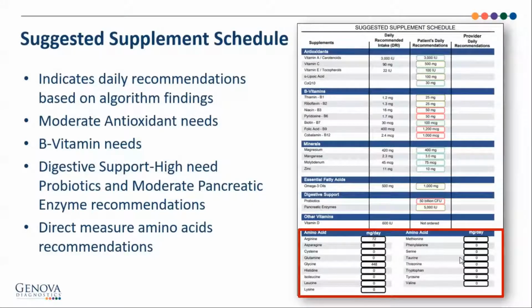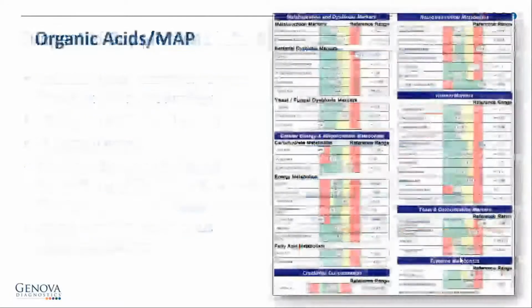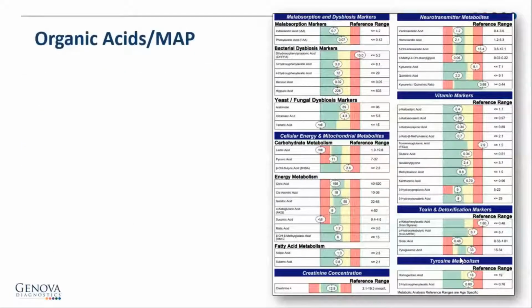So up to this point now, we have the front page, we see headlines. We have the second page, the suggested supplement schedule. We see further information and specific recommendations. And then the interpretive glance that I showed you initially to be able to discuss that with the patient in the report of findings setting. So that takes us to the organic acids, the MAP, the metabolic analysis profile.